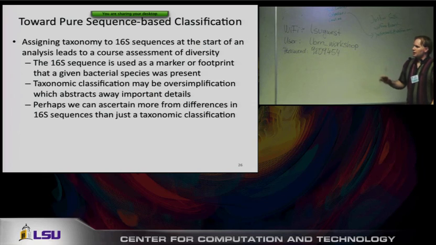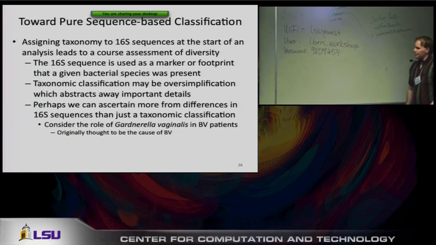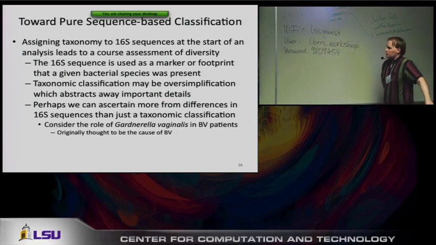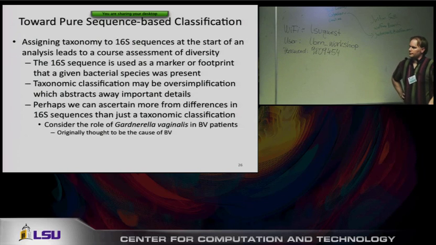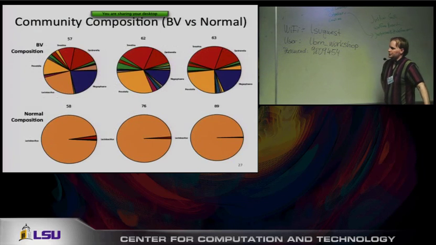And so the question is, maybe we could ascertain a little bit more information from differences in the 16S sequences than just putting our blinders on right at the front with a taxonomic classification. So I'll just use a small case study, the role of Gardnerella vaginalis in BV patients.